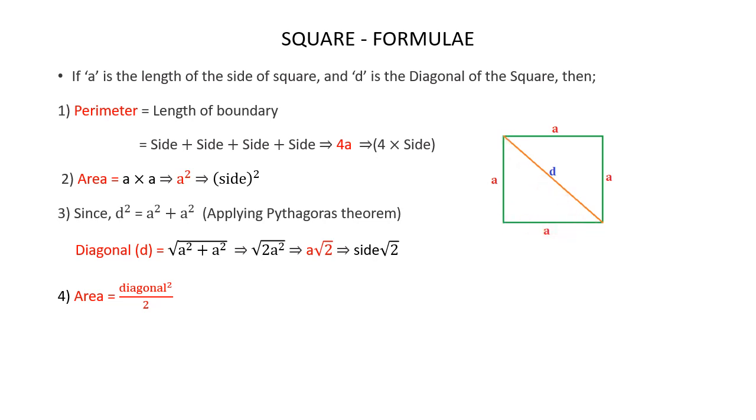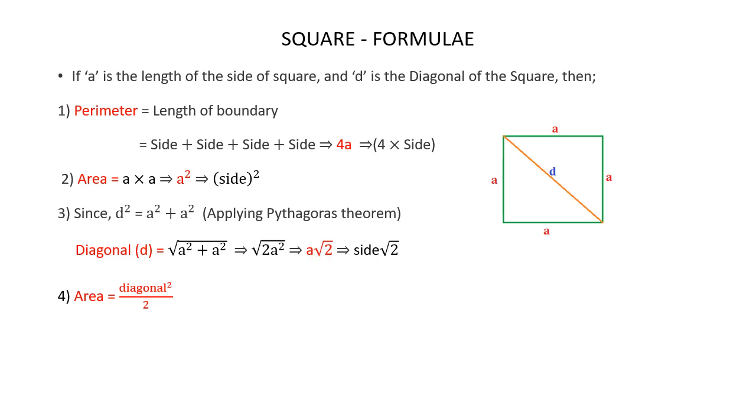Now applying Pythagoras theorem, we get D squared is equal to A squared plus A squared, which means D is equal to square root of A squared plus A squared, that is square root of 2A squared. So diagonal D is equal to A root 2.